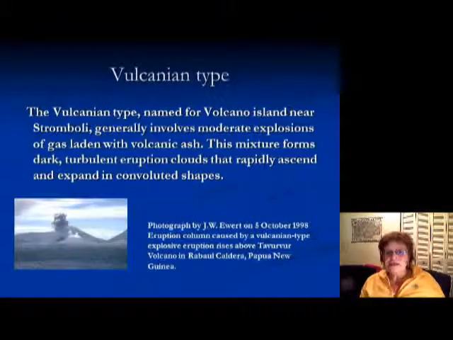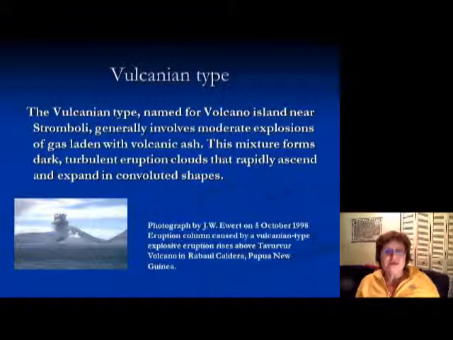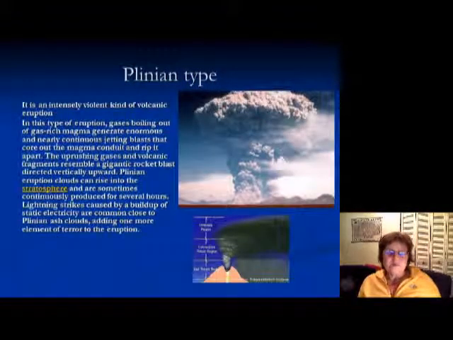And the next one is the Volcanian. The Volcanian type is named after Vulcano Island, which is not very far from Stromboli. And this usually involves moderate explosions of gas with volcanic ash. And this will make a mixture of dark turbulent eruption clouds, which explode. But it's not such a big deal either still. This one, the Volcanian.